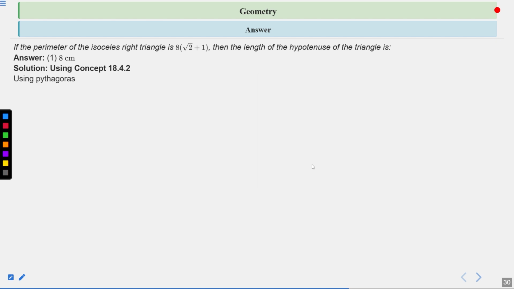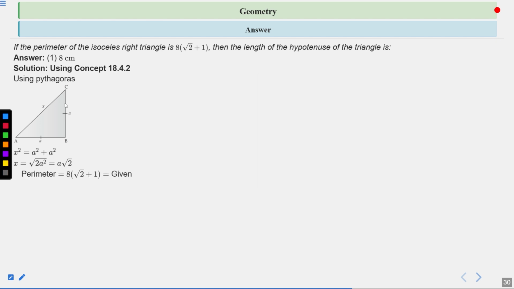So using Pythagoras, we can say this diagram is a right angle isosceles triangle. So two sides will be equal, and the third will behave like the hypotenuse of the triangle. It is also given that the perimeter of the isosceles triangle is 8 into root 2 plus 1. So it means the sum of all three sides is given. So x square is equal to a square plus a square. So we can calculate the value of the hypotenuse x, which is a root 2.